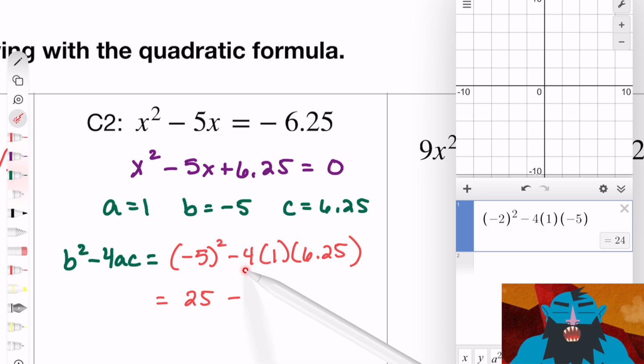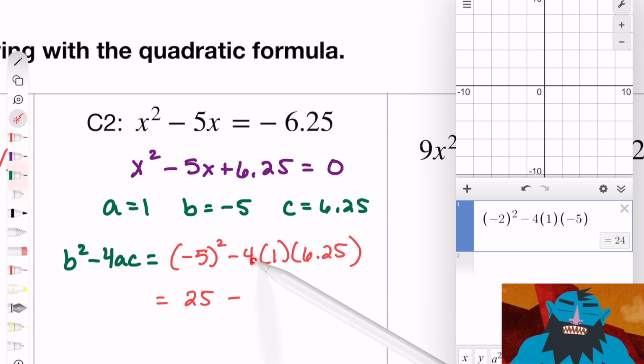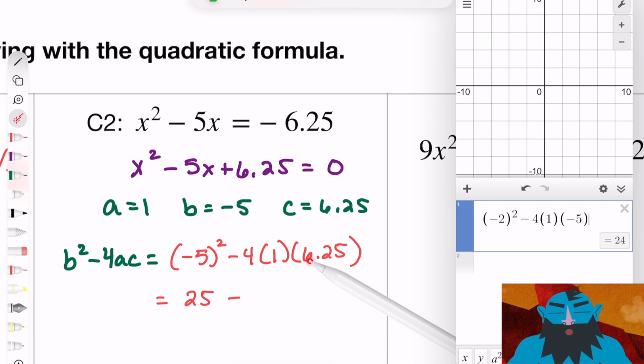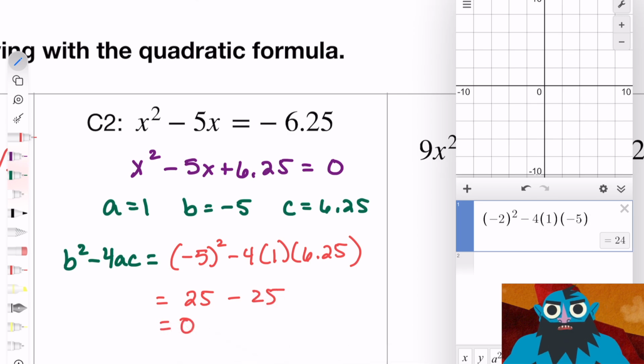So in this case, I see a single negative, and everybody else is positive. So when I multiply these 3 things together, the answer is going to be still minus. So I just go minus, and I figure out what 4 times 6.25 is. In this case, that comes out to 25. And so I get 25 minus 25 is 0. So this thing's only going to cross the x-axis in exactly one spot.